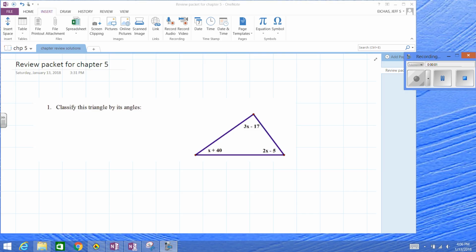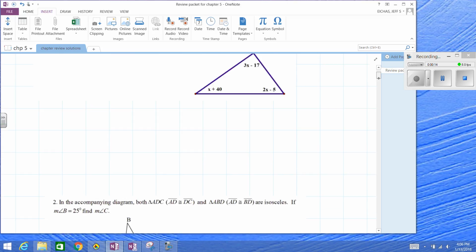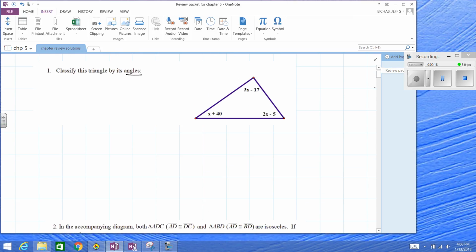So we're going to go with Chapter 5 review. Let's see. Number 1, classify this triangle by its angles. And of course, we can't look at it algebraically. We've got to figure out what they are. The interior angles of a triangle have to add to 180.